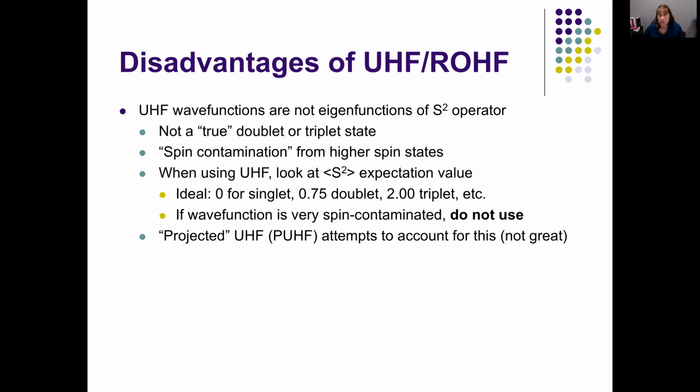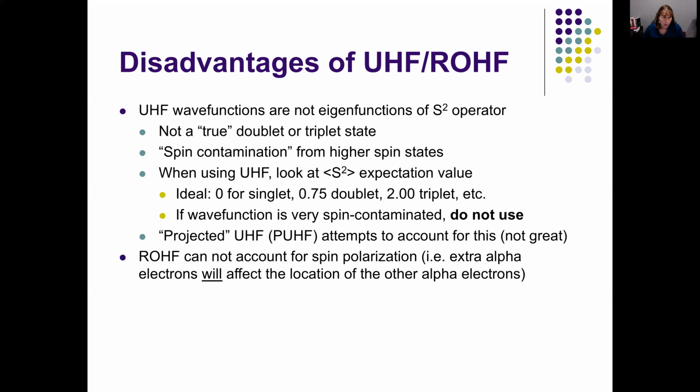ROHF, it's not a problem. By construction, all of the wave functions are eigenfunctions of the S-squared operator. Where ROHF has problems is that it cannot account for spin polarization. It does not account for the fact that that extra alpha electron will actually affect the location of the other alpha electrons. So for example, in the methyl radical on the previous page, if we were to calculate some ESR spectra, we'd see a value of 0 for the hydrogens, but in reality, it should not be 0.